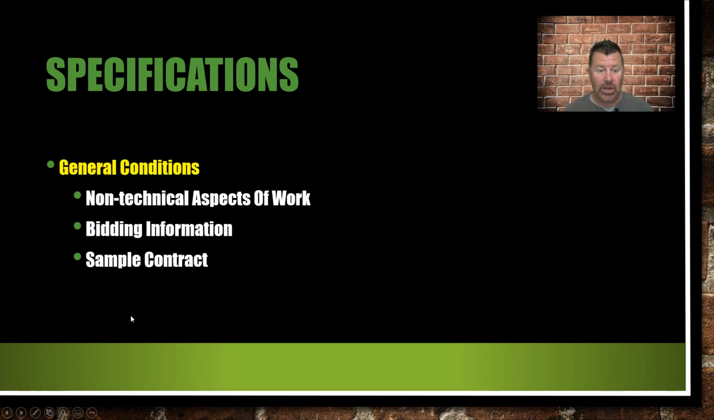In the specifications, there are going to be general conditions. These are the non-technical aspects of the work, like the bidding information, and it's going to give you a sample contract that they're going to use when you bid on the job. This bidding information may also require that you attend a pre-conference bid meeting, and if that's the case, go to it. Well, it's required. You're not going to be able to bid on the job if you don't show up. It may also say that you need to submit a bid bond. You're having to bring money to the table, stating that if you get the job, you will do it.